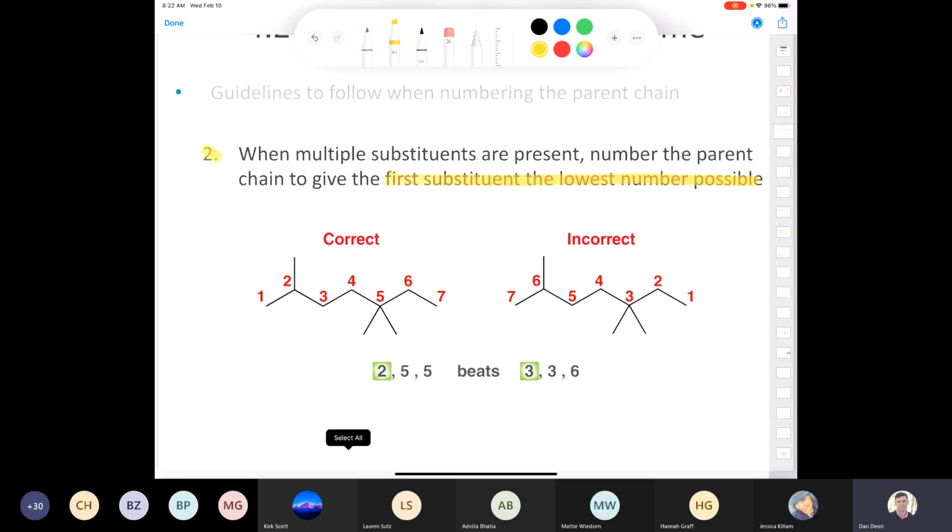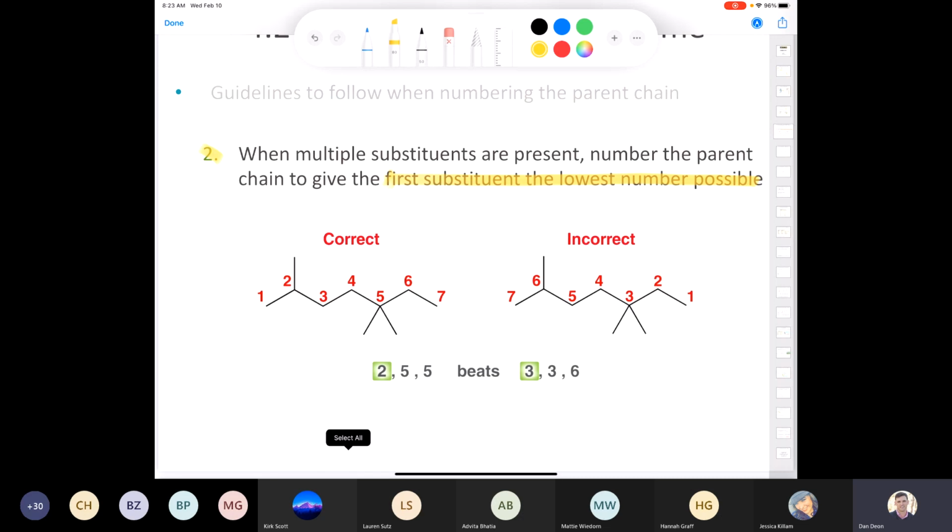The problem that I see students run into is that they'll overthink this rule, and they'll think that it's something about adding numbers up and getting a lower sum or something crazy like that. It's got nothing to do with that. The rule is simply give the first substituent the lowest possible number. To hell with the rest of them. Just number them what they are. If you give the first substituent the lowest possible number, you, my friend, will get the right answer.